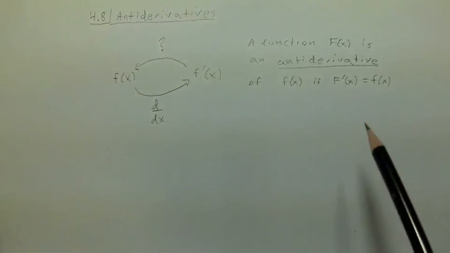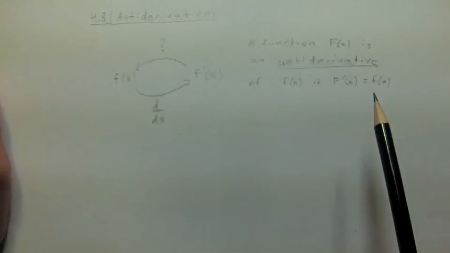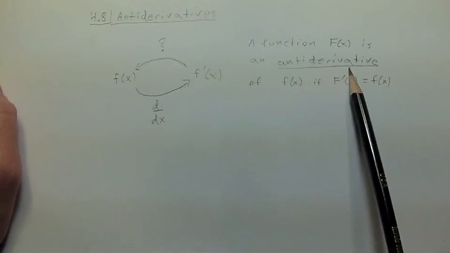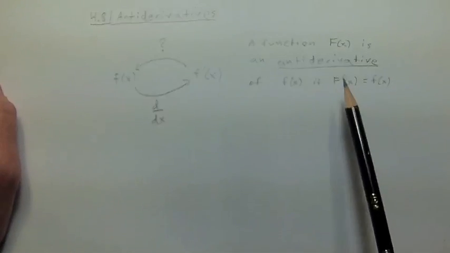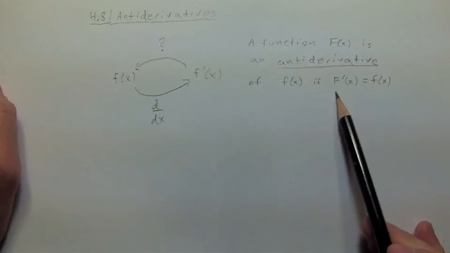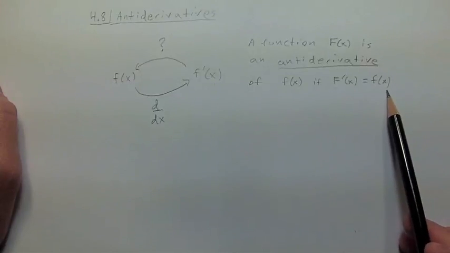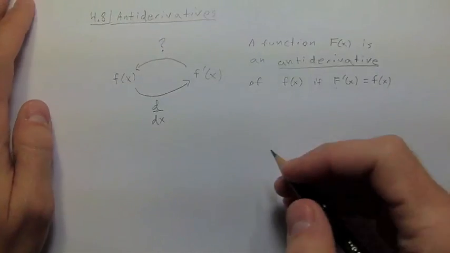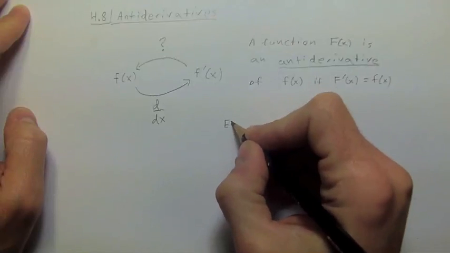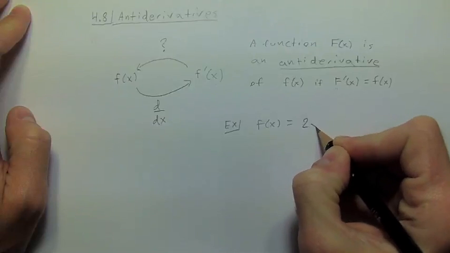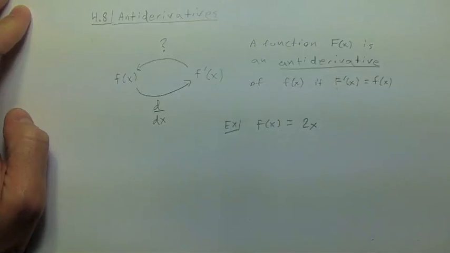So here we go, off to the side here, a function capital F of x, that's often what we use for the antiderivative. This function capital F of x is an antiderivative of little f of x if capital F prime of x is equal to lowercase f. So if we take the derivative of this capital F, it gives us little f, then this capital F is an antiderivative of little f. For example, let's say little f of x is equal to 2x, and I want to find an antiderivative of that.